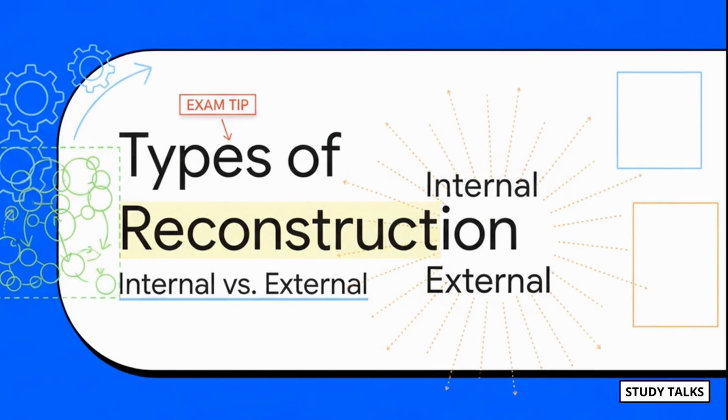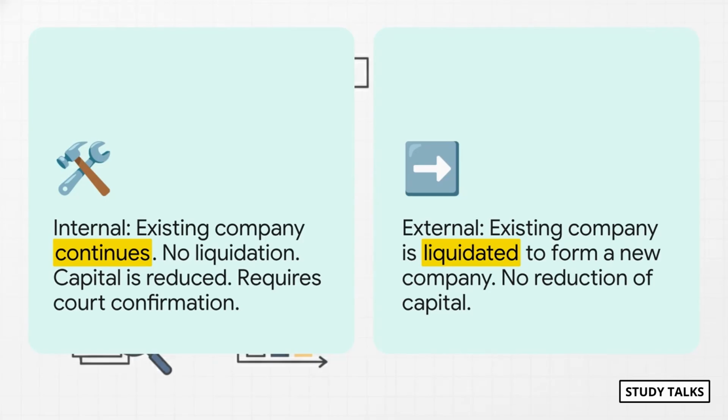Now, this brings us to the two main paths a company can take when it needs to reorganize. You've got external reconstruction, where the old company is actually wound up and a new one is formed. But that's not our focus today. We're talking about internal reconstruction, and the biggest difference is right here. There is no liquidation. The company itself keeps going. We just perform surgery on its financial structure, usually by reducing its capital, all governed by Section 61 and 66 of the Companies Act, which, by the way, typically needs a nod from the court.